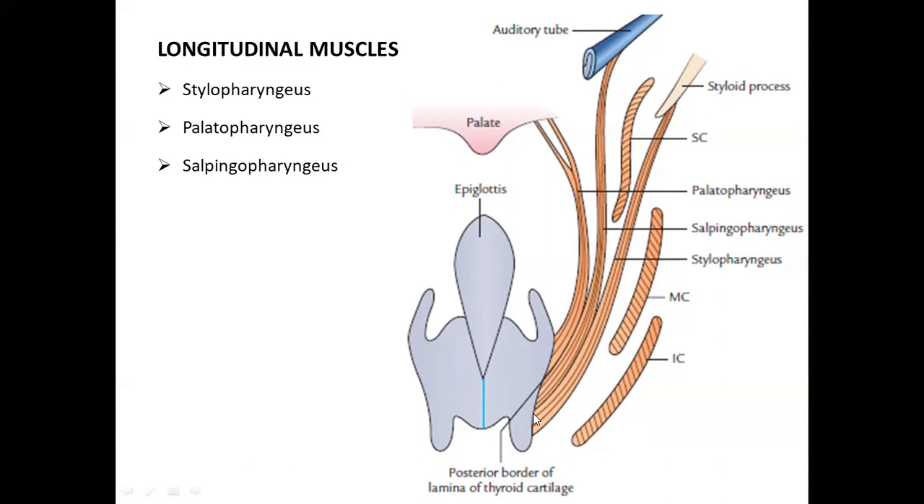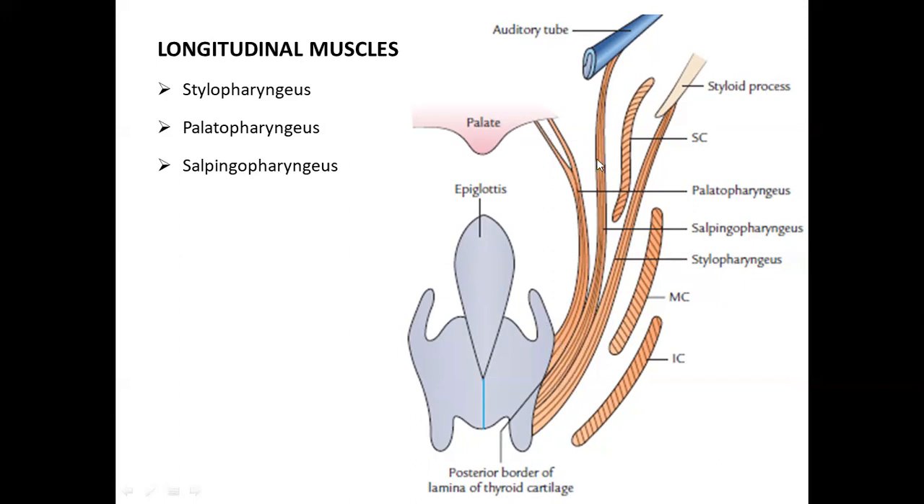Okay, so the insertion of all three is at the same place, the posterior border of the thyroid cartilage, which we see here. The origin is different. The stylopharyngeus obviously arises from the styloid process. Then we have the palatopharyngeus, which arises from the palate. The palatopharyngeus arises by two fascicles from the palatine aponeurosis, moves down, and is inserted into the posterior border of the lamina of the thyroid cartilage.